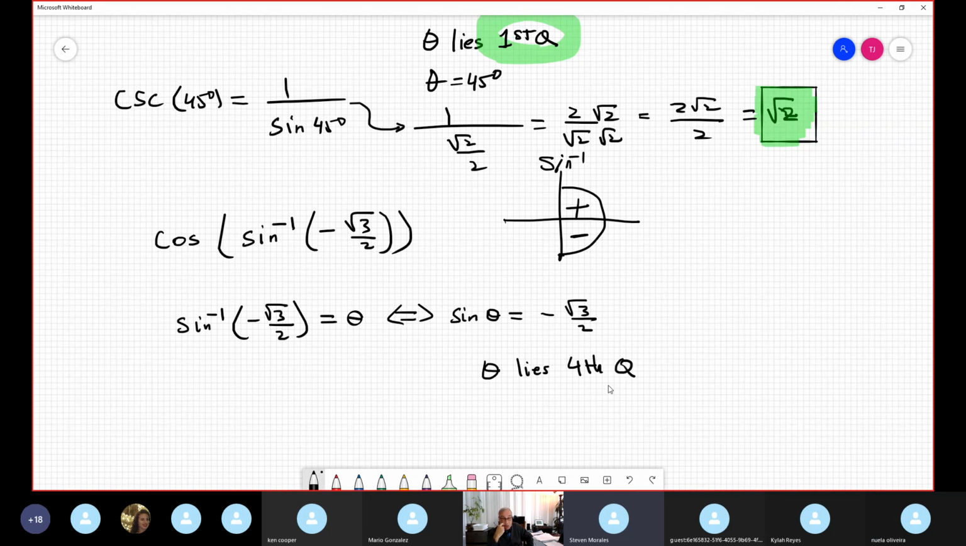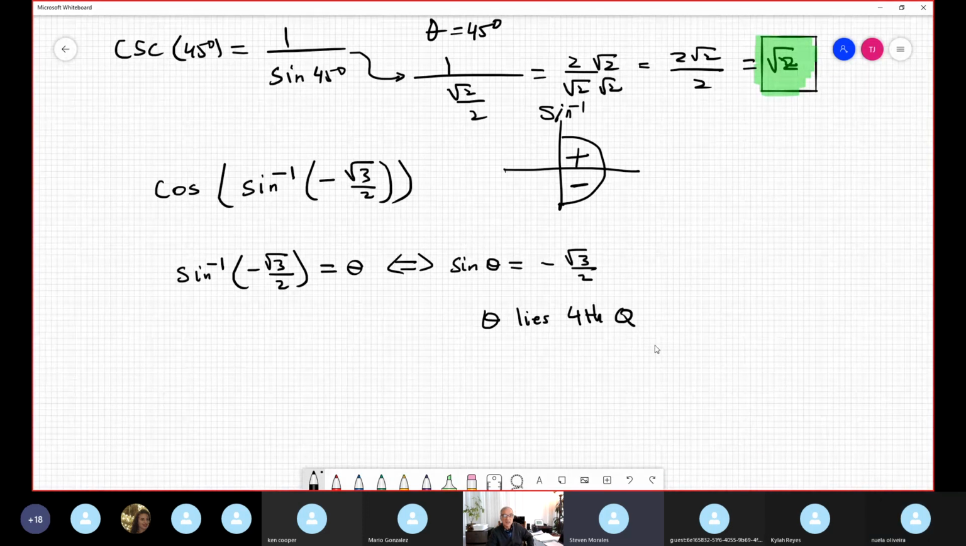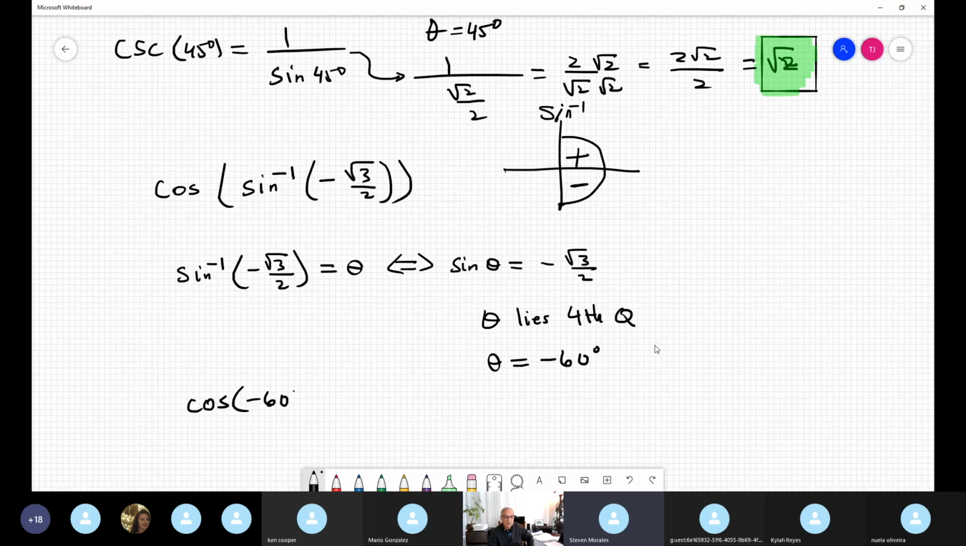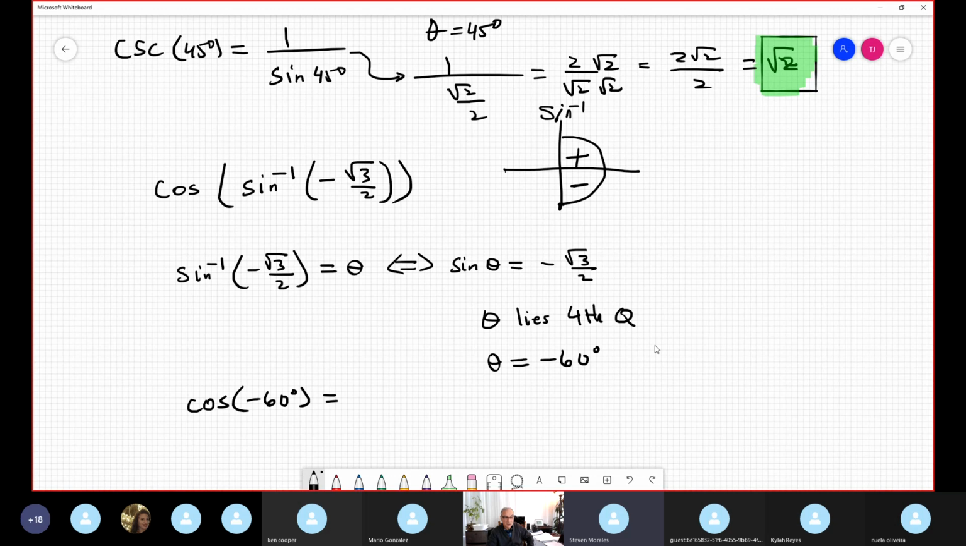Excellent. Therefore, what angle has sine radical 3 over 2? I remember 60. Positive 60 or negative 60? Negative. Excellent. Theta is negative 60 degrees. And plugging into cosine, negative 60 degrees. I know that cosine is an even function, so the negative disappears. It's cosine 60 degrees, and cosine 60 degrees is 1/2, no? Done. End of the story. We are the best.